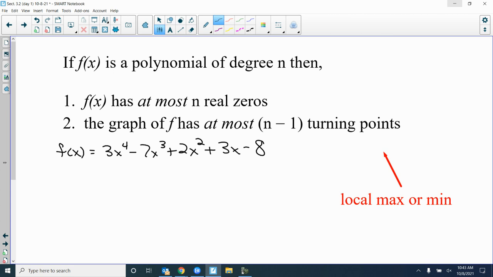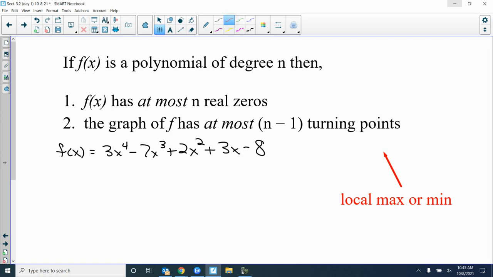I have no clue. The degree is just the highest exponent. Yeah, so it would be 4. So my degree is 4. So it can have how many zeros? Okay, Holly, how many zeros can it have at most?